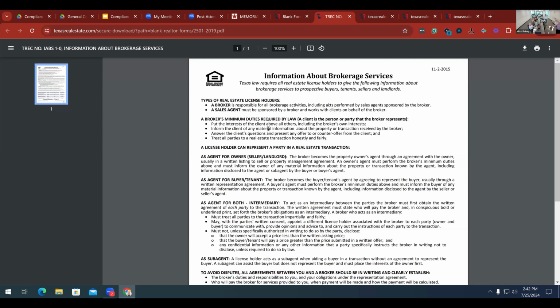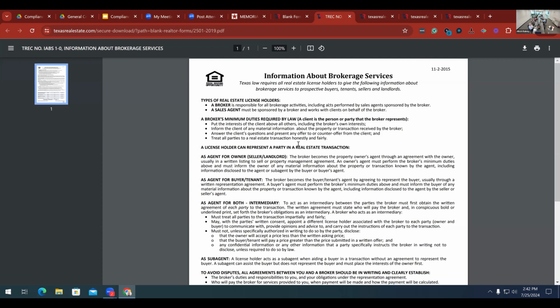Minimal duties: put the interest of your client above all others, including the broker's interest. Inform the client of material information about property transactions received by the broker. Answer the client's questions and present any offers. Treat all parties to a real estate transaction honestly and fairly.